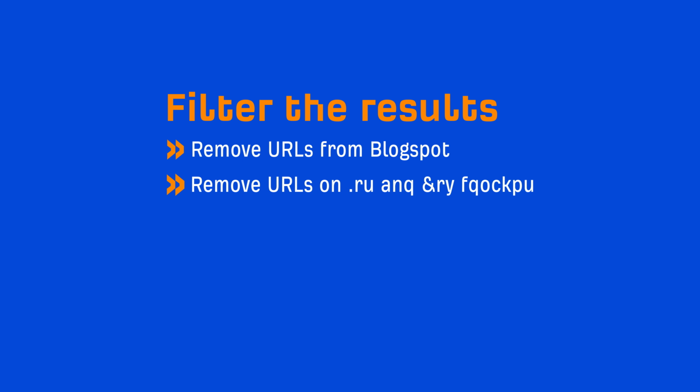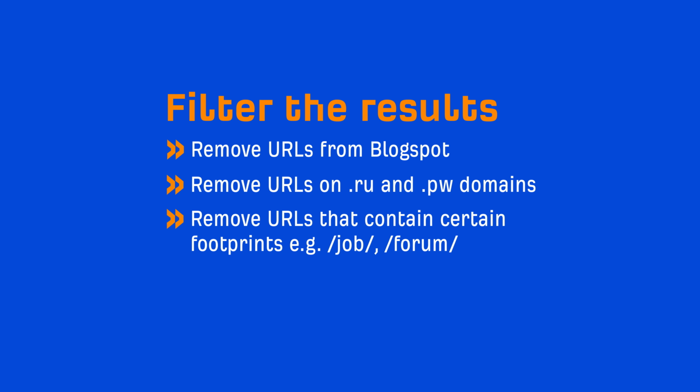The next thing I do is filter the results. I'd start by removing obvious spam and irrelevant pages. So that might be URLs from Blogspot or URLs on .ru and .pw domains. I'd also remove URLs that contain certain footprints like /job, /forum, and a bunch of others that should be outlined in the SOP. Finally, I deduplicate URLs by root domain, since we won't want to contact people from the same website multiple times on the same campaign.